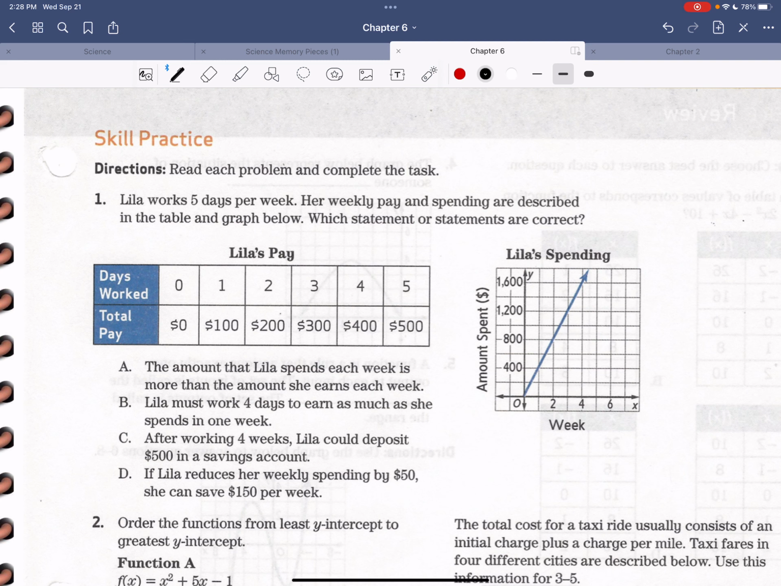So Lila's pay is 0 days worked, $0 pay. That makes sense. 1 day worked, $100. 2 days, $200. 3 days, $300. So I can tell you that Lila's pay is $100 for every day she works. So there is the pay function.